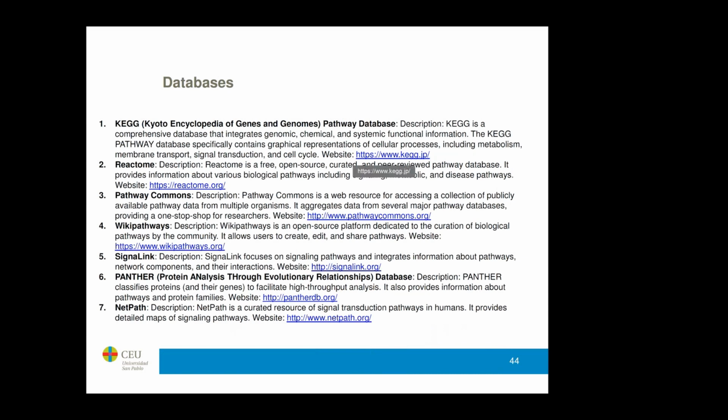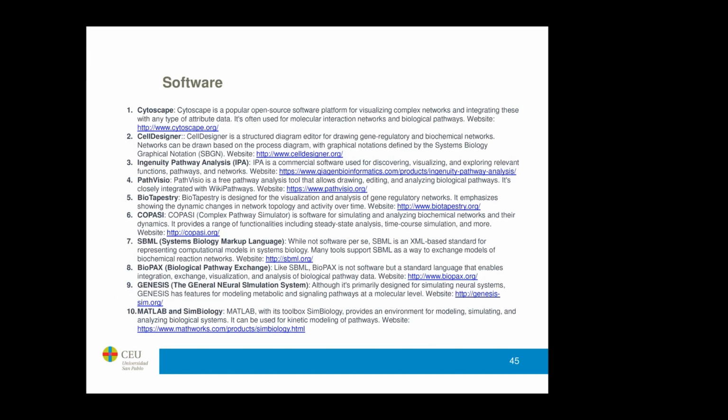And there are databases of biochemical pathways. So there are a lot of them. Software to deal with this kind of stuff.